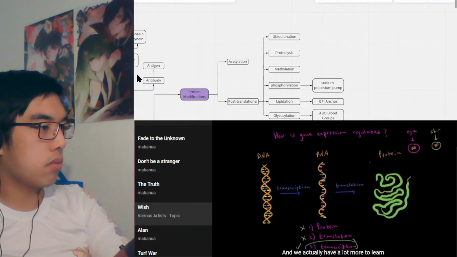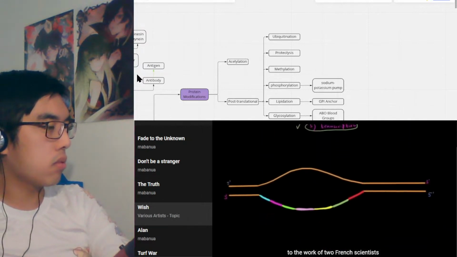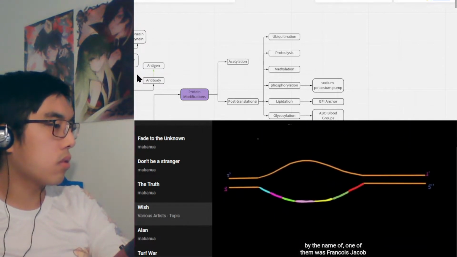And we actually have a lot more to learn about how gene expression is regulated, but there's a particular model that we understand pretty well, thanks to the work of two French scientists, one of them was François Jacob, and the other one was Jacques Monod.